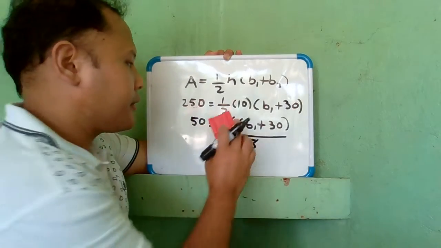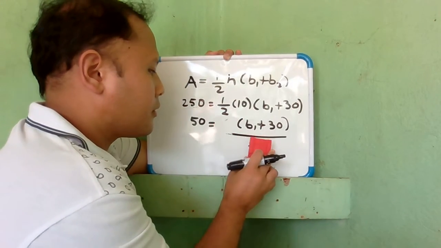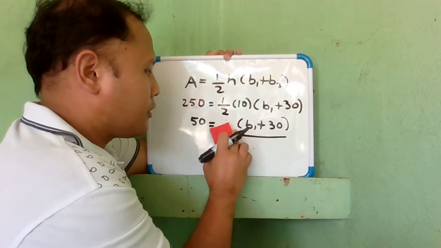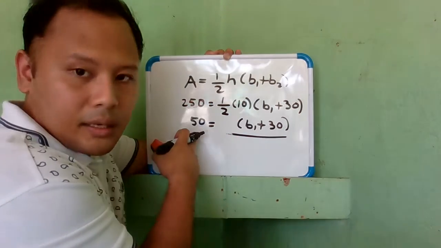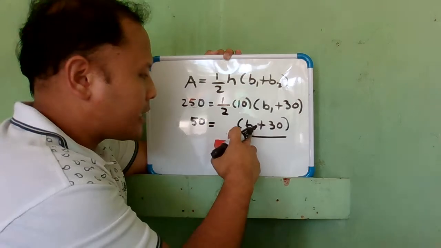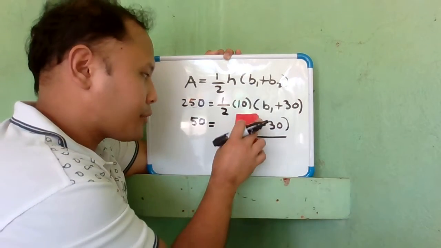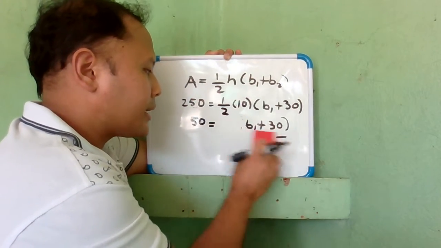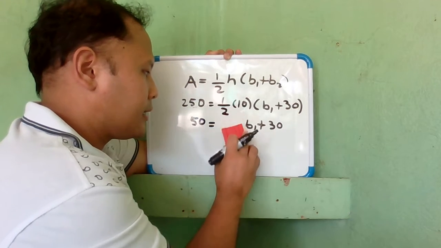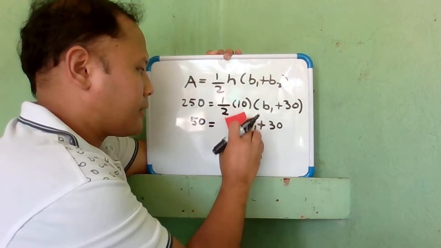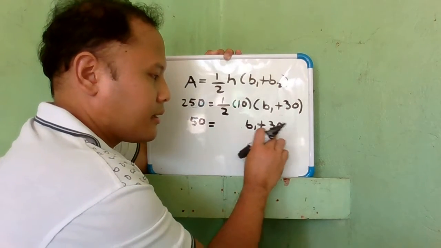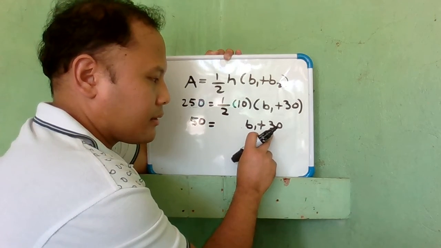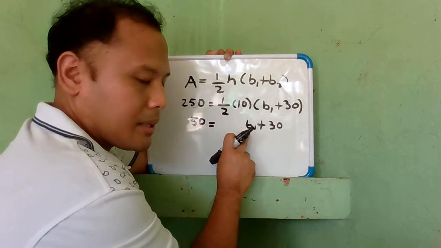So this is cancelled already. So what is left on the left hand side is only 50. In the right hand side, we have base sub 1 plus 30. So we can actually remove the parentheses. Okay. So to solve for b sub 1, we thus eliminate this one to find b sub 1.